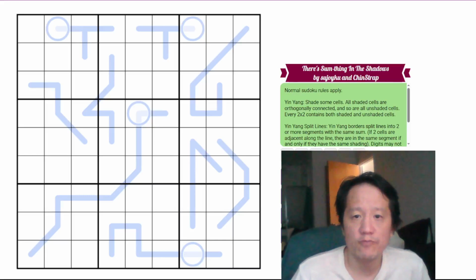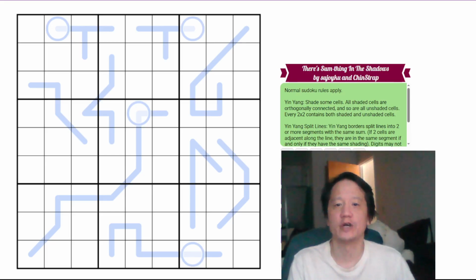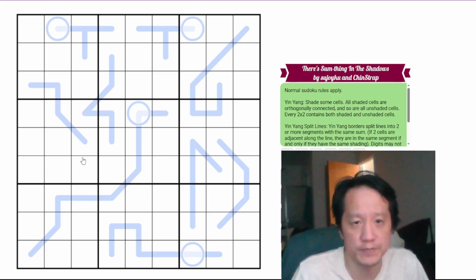Hello everyone, I'm Frank and welcome to Frank Puzzles, and this is today's hard level difficulty puzzle. It's called There's Something in the Shadows by Sudoku and Chinstrap. And here are the rules.